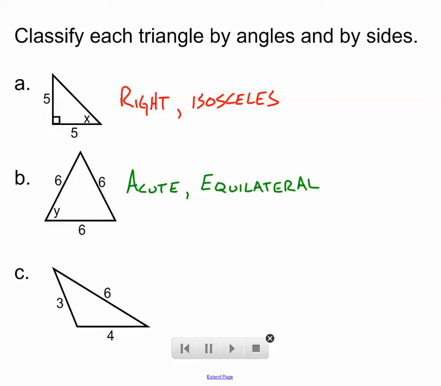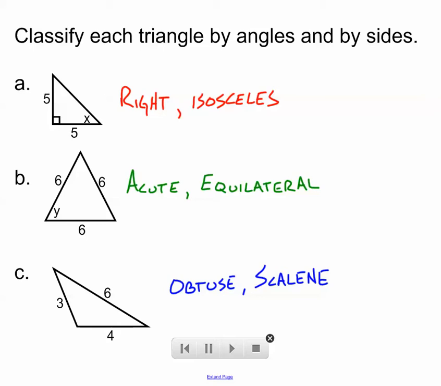And the last one, this is an obtuse triangle, and it is scalene. Okay, so it's obtuse because it has one angle that is greater than 90 degrees. It's impossible to have two angles in a triangle that are greater than 90 degrees, but it does have one that makes it obtuse, and it is scalene because its three sides are all different lengths.